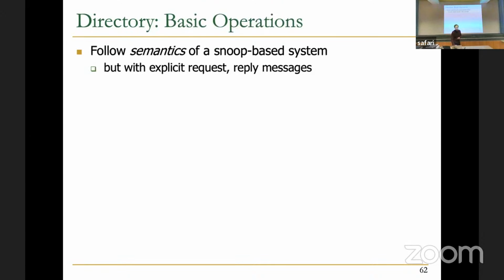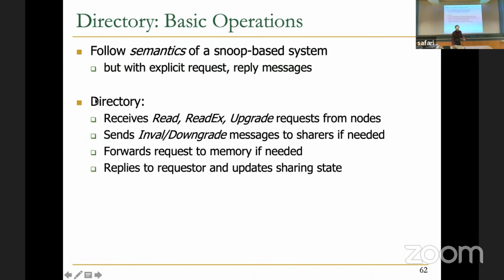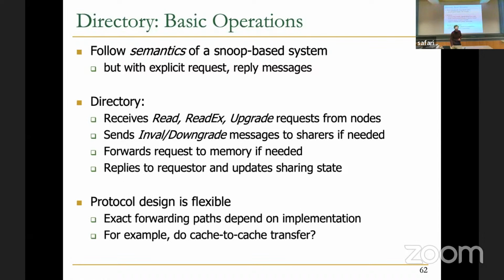So the basic operations, the semantics, are very similar to the snoop-based system, but now you have explicit request and reply messages in the directory. So the directory receives these requests that we have discussed: read, read exclusive, and upgrade. It sends invalidation or downgrade requests to sharers if needed, forwards requests to memory if needed, replies to the requester, and updates the sharing state. So basically, these are all things we've discussed, so I'm going through this relatively quickly.